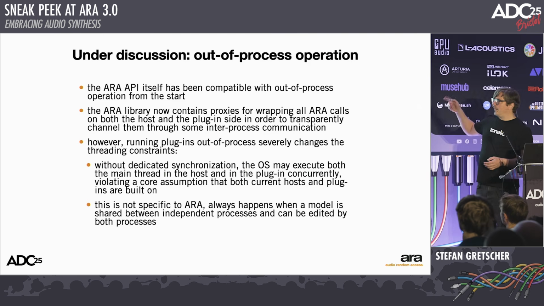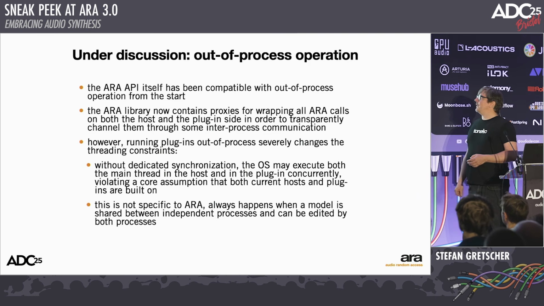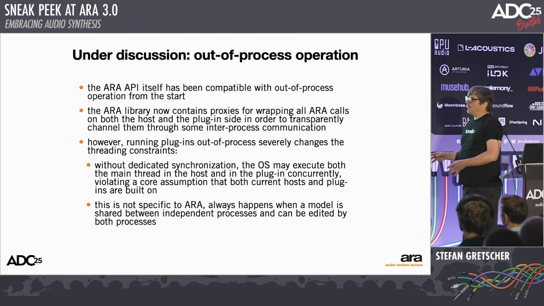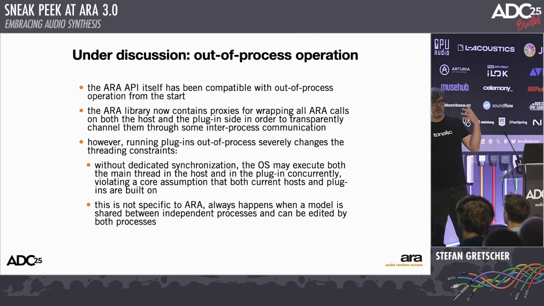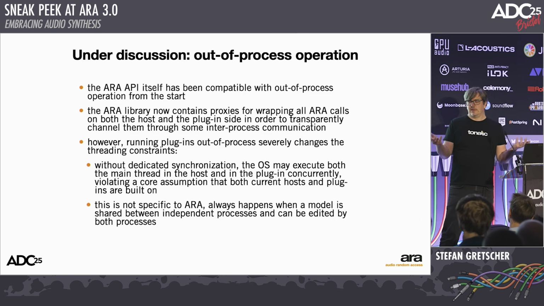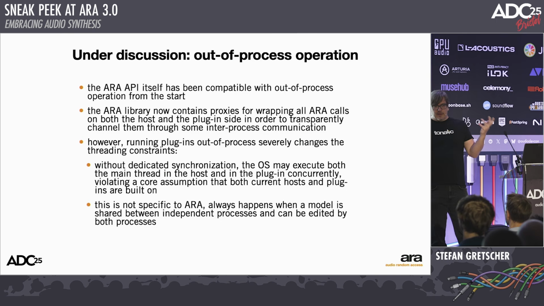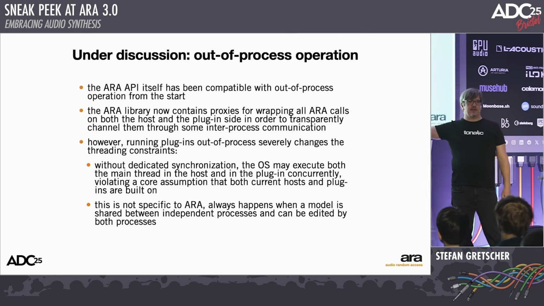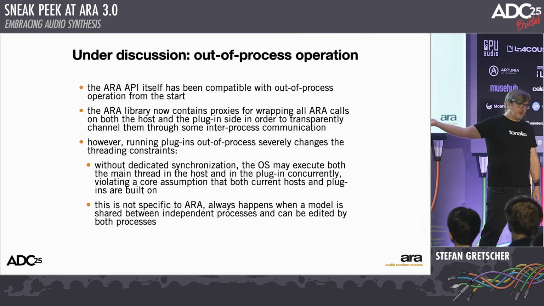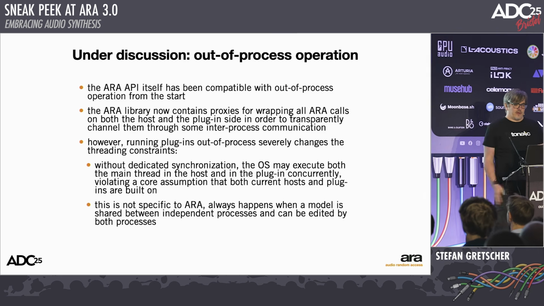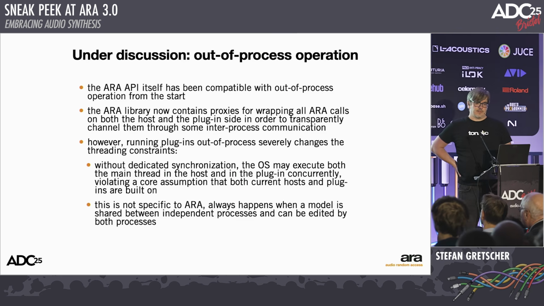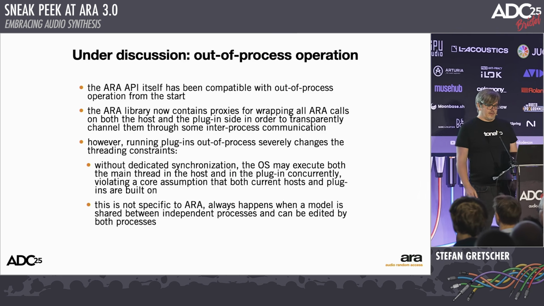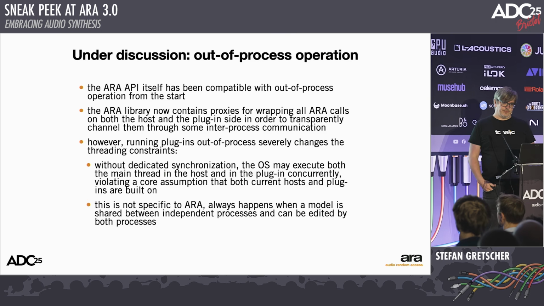However, when you're actually running this, you will hit a conceptual problem with running plugins out of process, which is that we have a main thread in the host, and we have a main thread in the plugin, if the plugin has UI, that is. So we have two main threads that can be run concurrently by the OS, frankly. And if these two main threads happen to interact and edit the same model, as is the case with ARA, you'll be in trouble. So we need some way of synchronizing these two threads, and I'm very open to any input that you might have on how to achieve that.